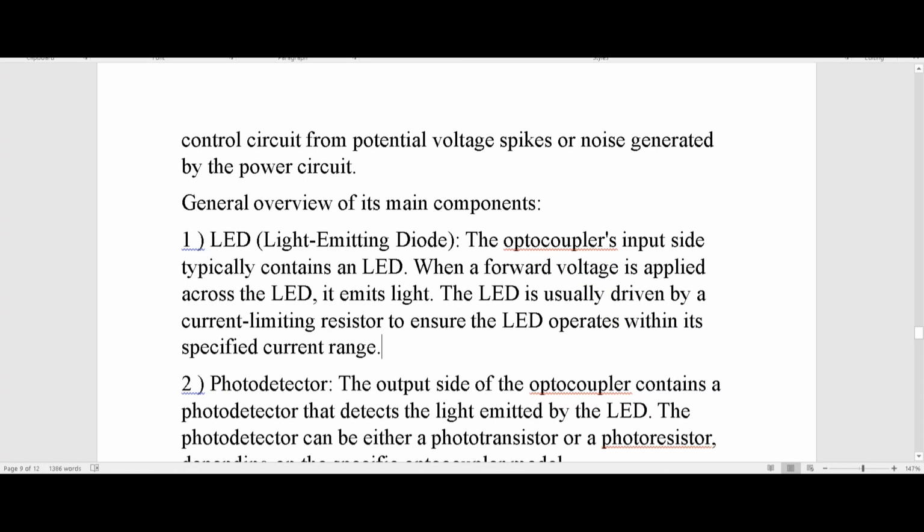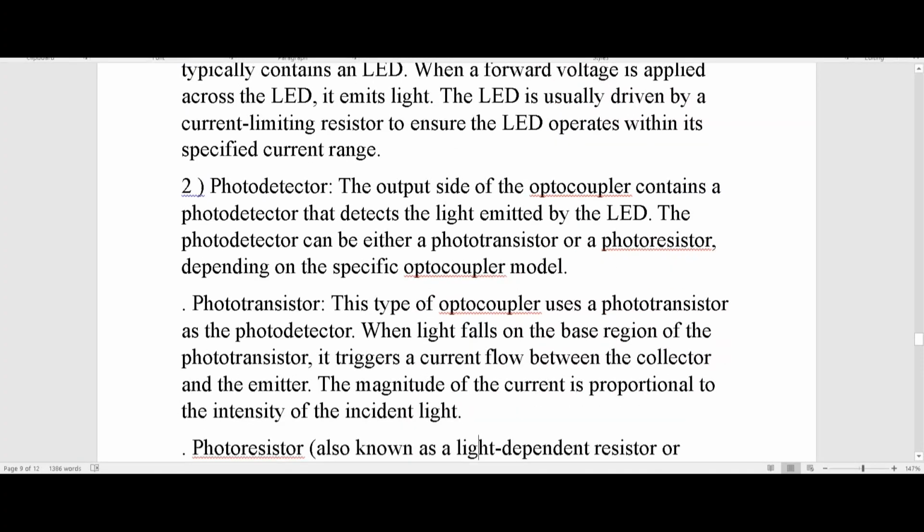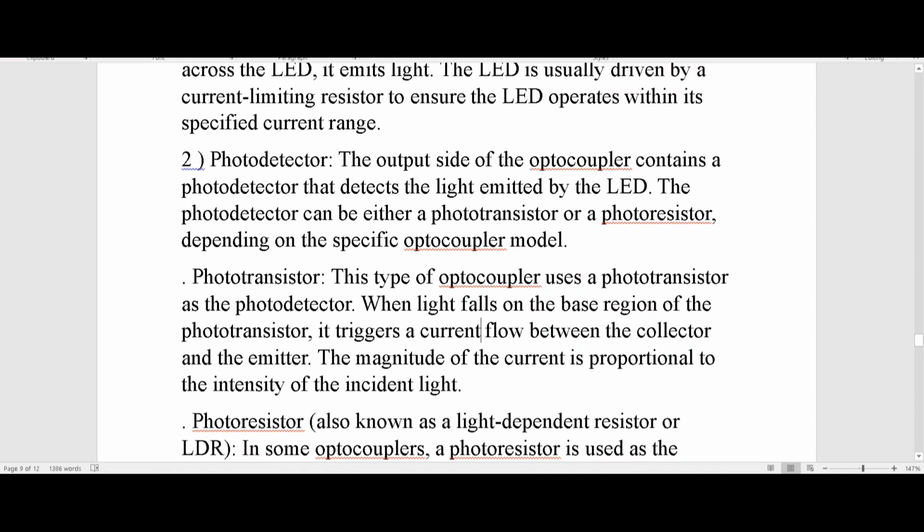The second thing is the photodetector. Now what does a photodetector do? The input side had an LED. The output side has a photodetector that detects the light emitted by the LED. So when the LED sends signals, the photodetector detects the light being emitted and receives the signals from the LED. The detector can be either a phototransistor or a photoresistor, depending on the specific optocoupler model.